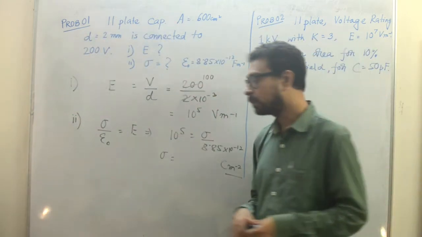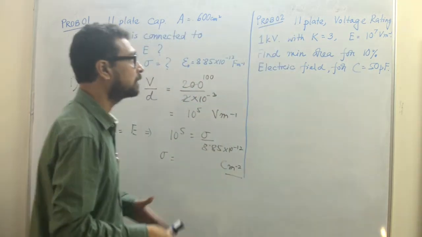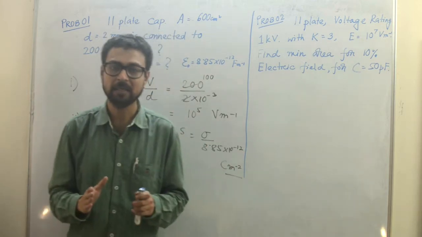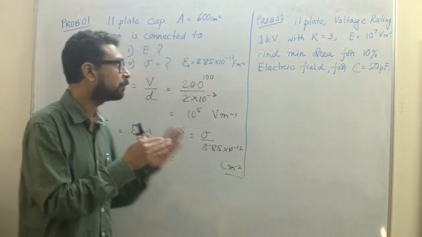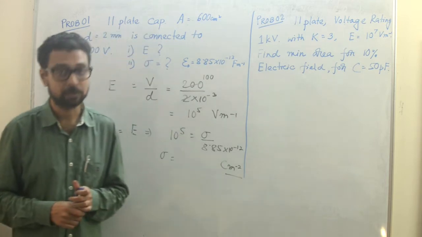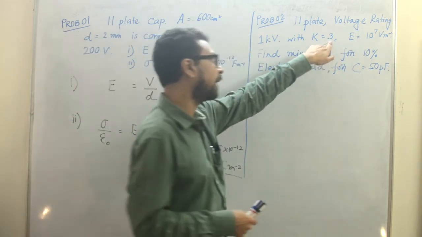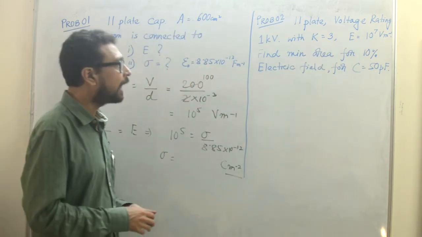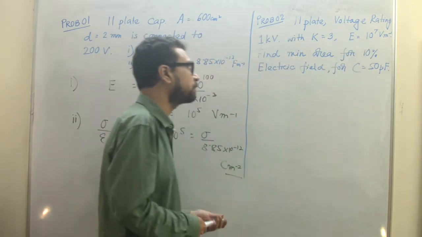So now we'll go for the second one. Problem number 2 says that a parallel plate capacitor is having a voltage rating of 1 kilovolt. That means it can sustain a maximum potential of 1000 volts. Okay, and it is having a dielectric with K equal to 3, dielectric constant is 3. And we also have an electric field which is 10 to the power 7 volt per meter.